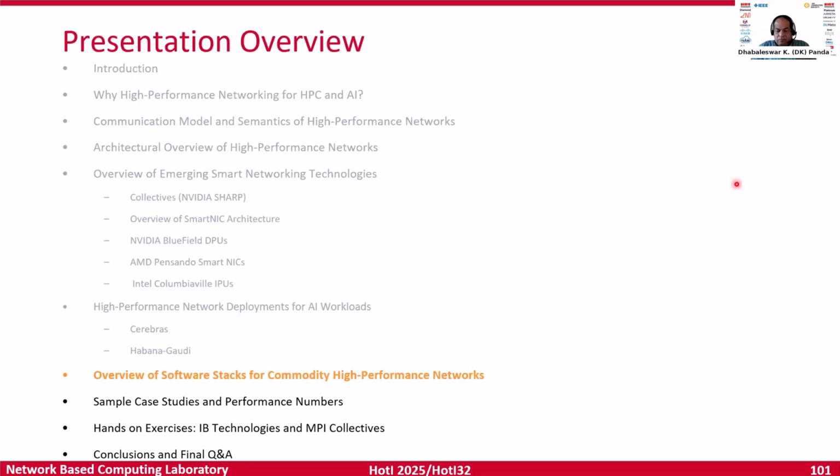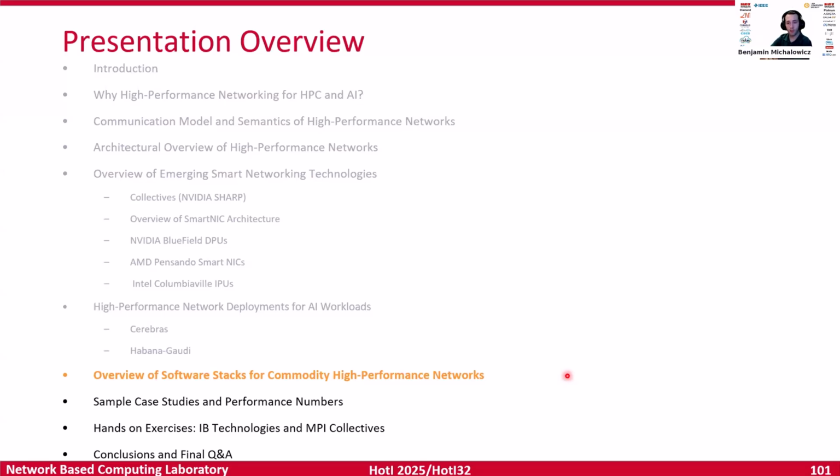So that covers more domain-specific architectures for AI workloads as well as smart networking technologies. Before I continue, does anyone have any questions? At the very least, I can answer. I'm happy to take these offline after the fact as well. If not, I will happily go into the next portion on software stacks for commodity high-performance networks.